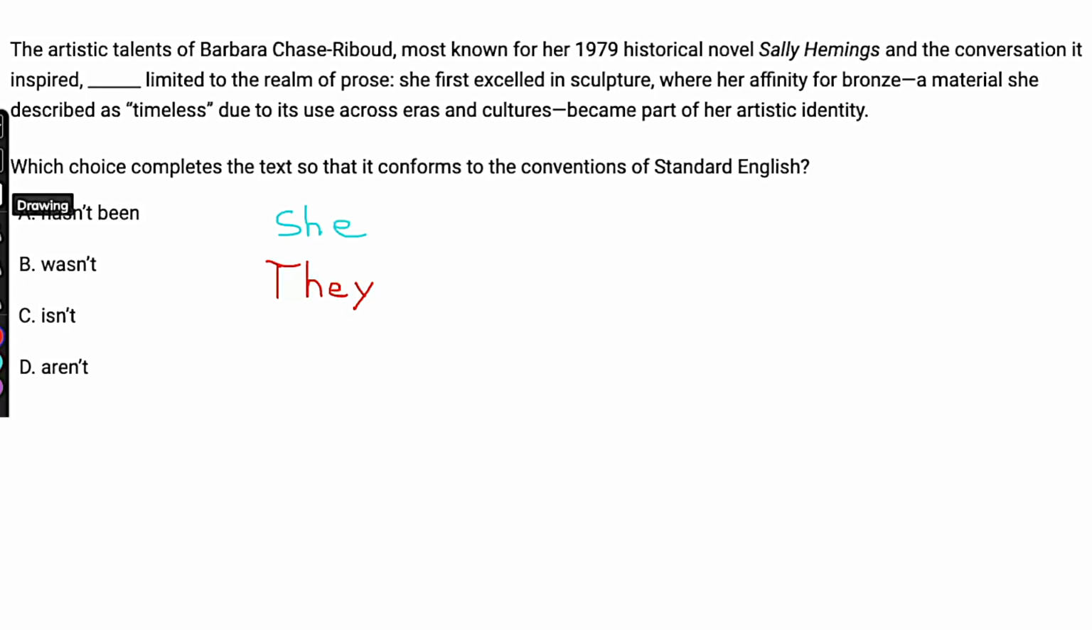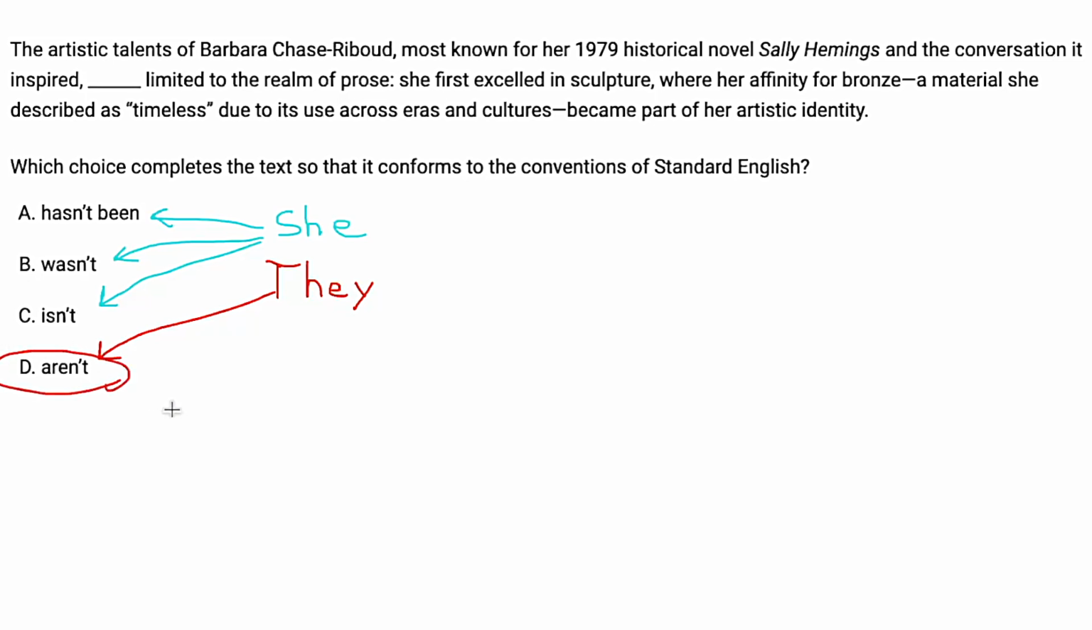So for A, I would say she hasn't been. For B, I would say she wasn't. For C, I would say she isn't. And for D, I would say they aren't. So what's the odd verb out? It's the one that's different from the others. D, they aren't. And that is the odd verb out trick.